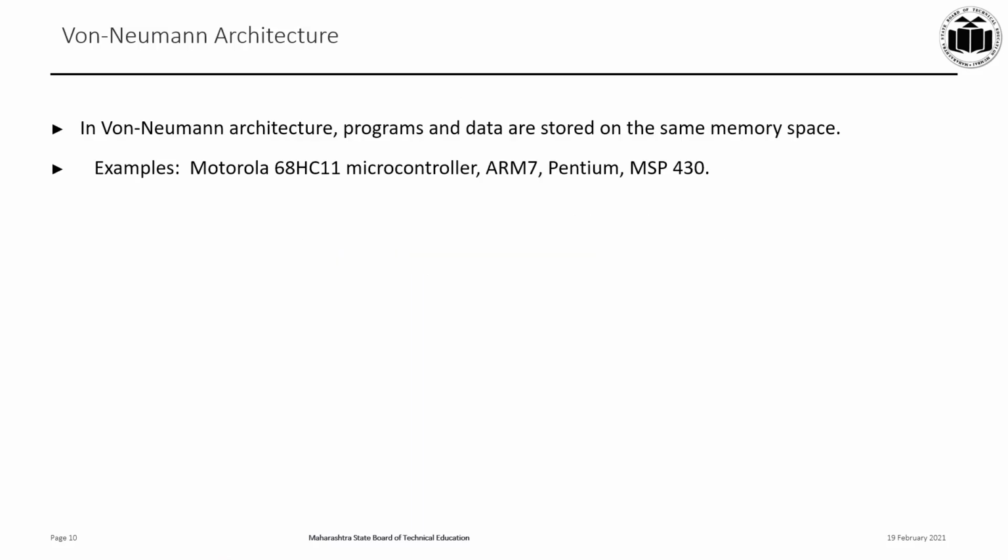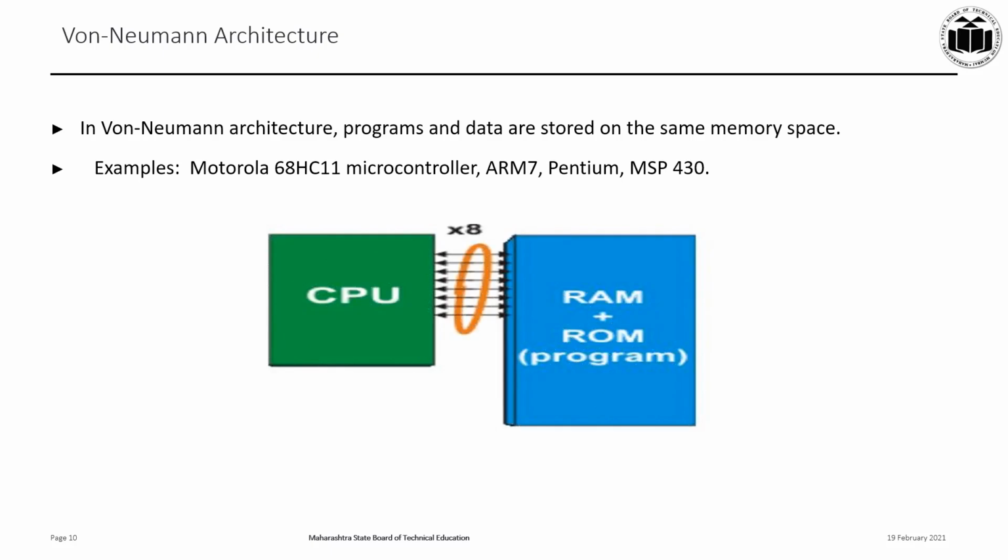Coming to the Von-Neumann architecture. In the Von-Neumann architecture, the programs and data are stored in the same memory space. So here in the diagram, you can see that there is one common memory for program and data, which is ROM and RAM memory. It uses the same bus for fetching code or program as well as data. The design of the hardware is simple since there is only one memory, but since multiple fetches are required for data and code, the speed gets affected and they are comparatively slow.